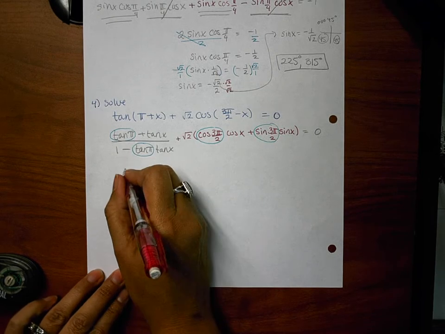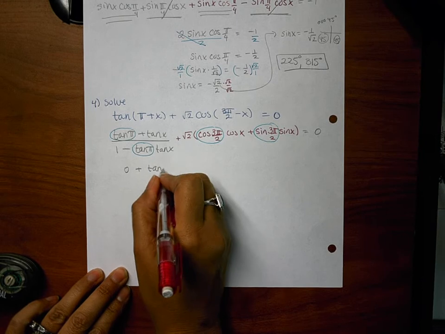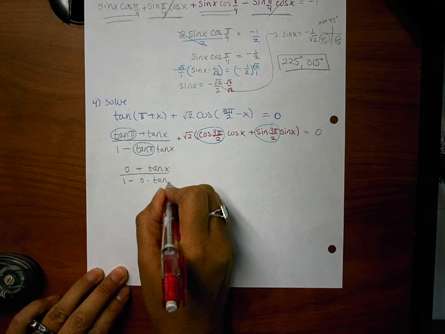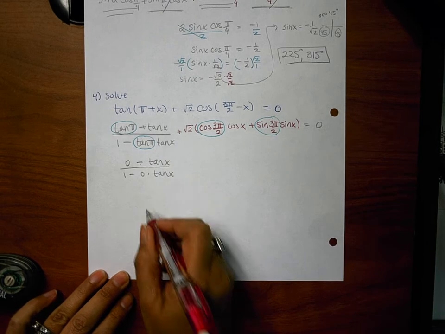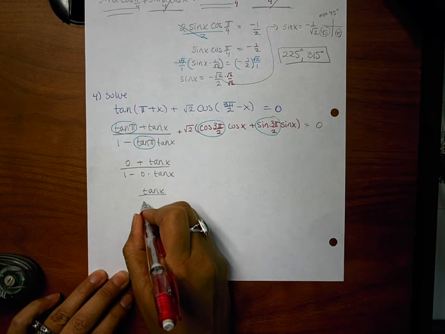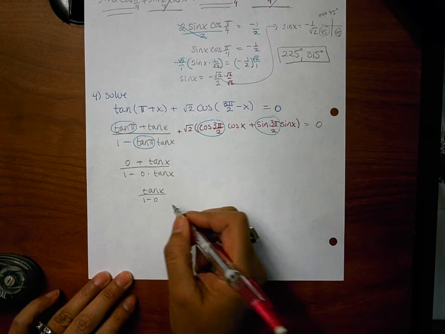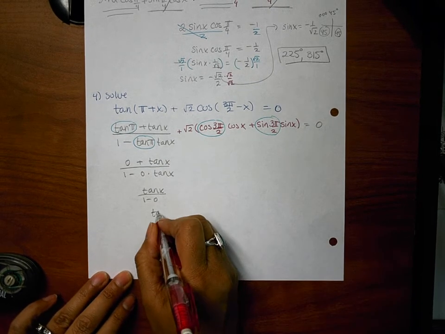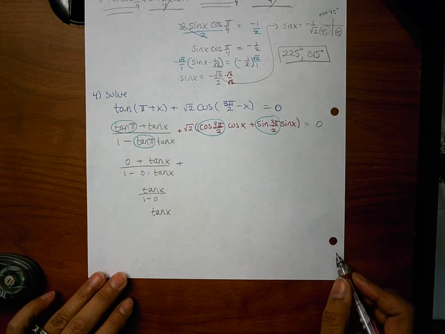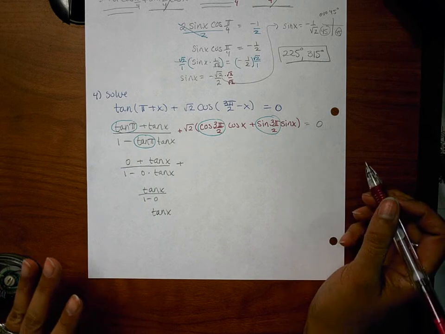Okay, tangent of pi, find it on your unit circle in your head, however you have it memorized. 0, that's what tangent of pi is, plus tan x, I don't know what that is, over 1 minus 0 times tan of x. 0 plus tangent is tangent. 1 minus 0 times tangent is 0. So I have tangent of x over 1, which is simply tangent of x. Okay, I'm going to continue.